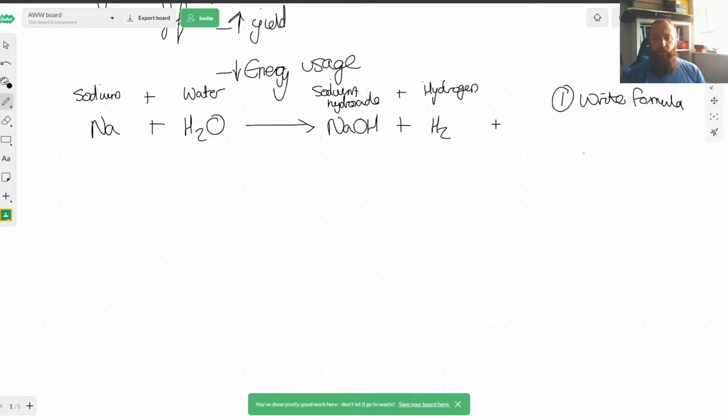So step 1 is to write the formula out. Step 2, as I think Tanishka's already done, is to balance the equation.